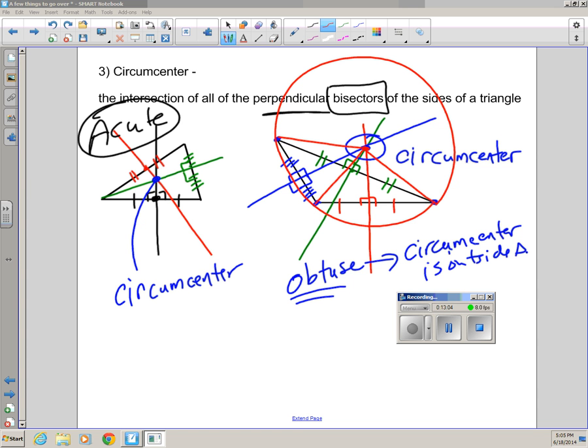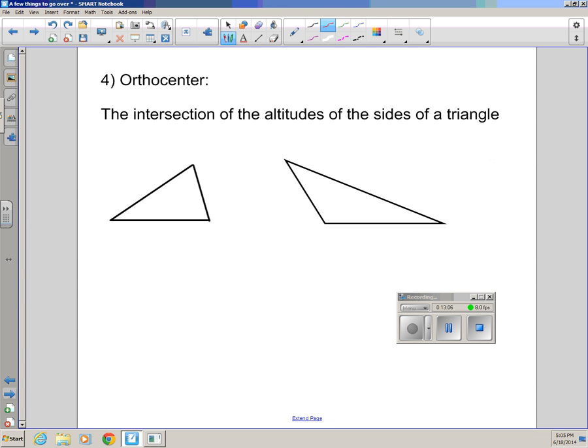All right, one more we're going to do. It's called the orthocenter, and that's the intersection of the altitudes. And here's how you can remember the word: alto. Okay? The altitudes, that's the orthocenter. That's just a mnemonic device to remember.